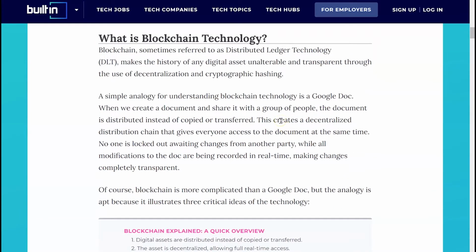What is blockchain technology? Blockchain, sometimes referred to as distributed ledger technology, DLT, makes the history of any digital asset unalterable and transparent through the use of decentralization and cryptographic hashing. A simple analogy for understanding blockchain technology is a Google Doc.